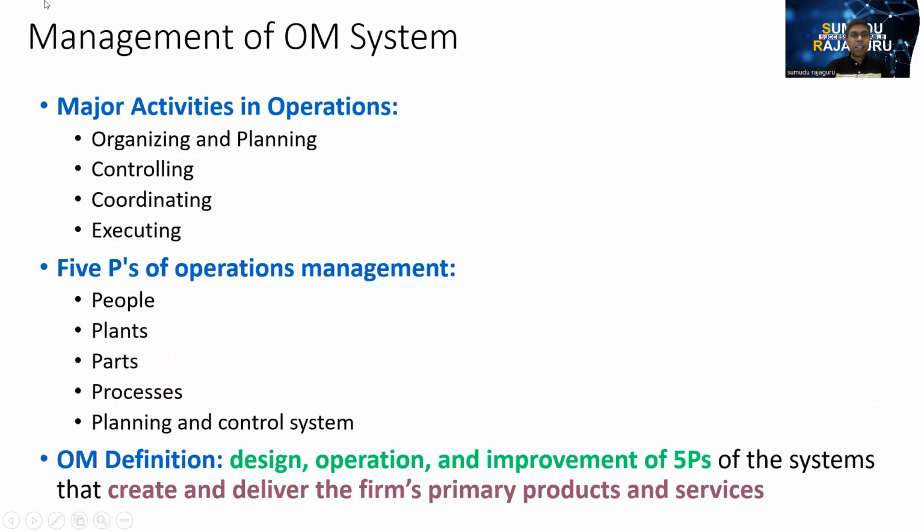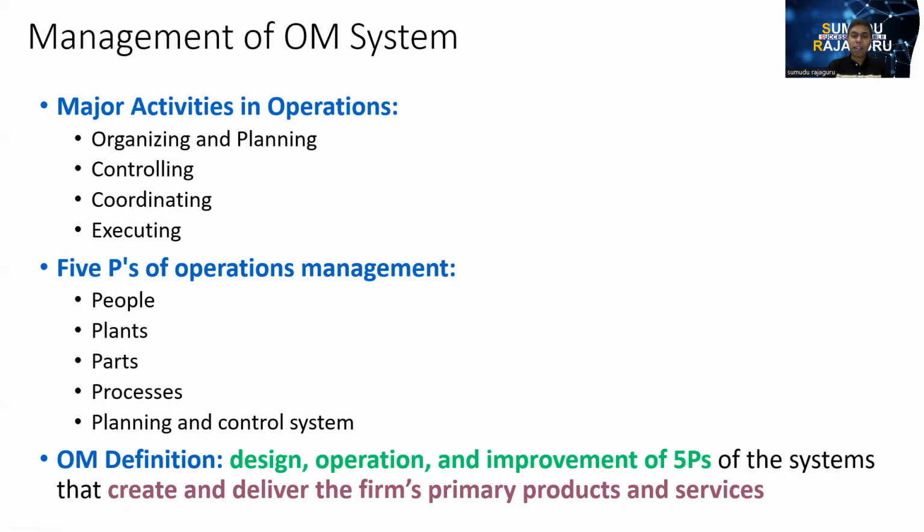When we consider the operation management system, there are major activities, for example organizing and planning, controlling, coordinating, executing. Those are the main functions in operation management. There is a concept called the 5 P's. So what are the 5 P's? People, plants, parts, processes, planning and control systems.